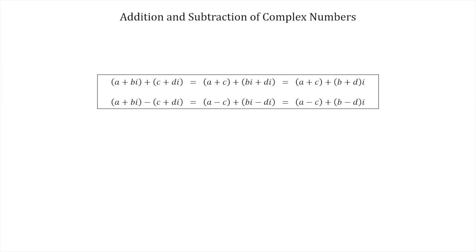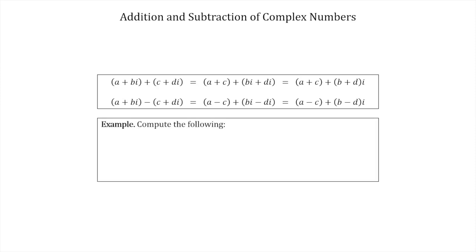So all you need to do to add or subtract complex numbers is add or subtract their real parts and add or subtract their imaginary parts. So let's look at an example. Compute the following. The first question we have is (3 plus i) plus (minus 2 plus 4i). Well, we say that the real part is going to be 3 plus minus 2, which is 3 minus 2. So we're just adding up the real parts. And then the imaginary part will be 1 plus 4. So we're just adding up the imaginary parts.